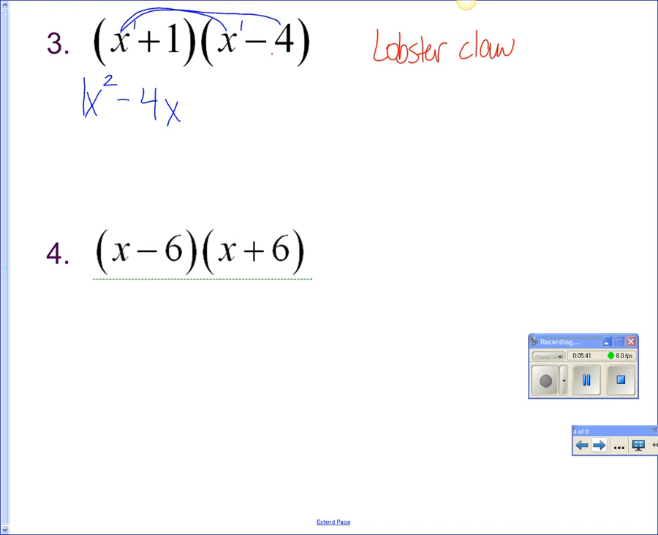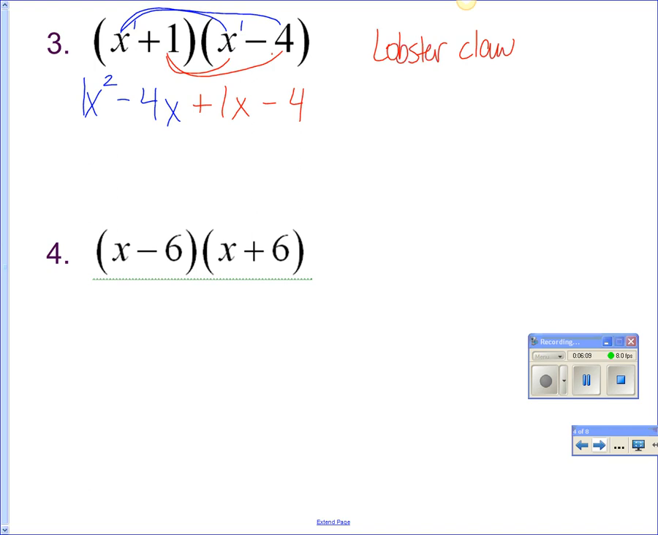Now we're going to do the bottom lobster claw. So now we're going to take 1 and go over here. So what's 1 times x? 1x, positive 1x. So you put a plus, since it's in the middle. You want to put a plus sign with it. And then your last line you're going to draw is 1 times negative 4. What's 1 times negative 4? Negative 4. Okay. All right.